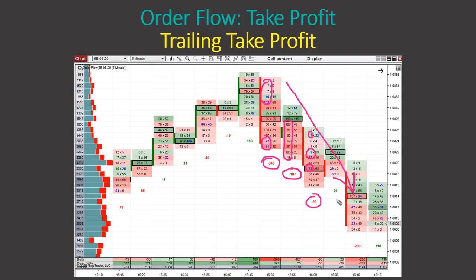All right, but until you see some warning or until the price reaches some support, you can trail your short. You can do that as long as you see those sellers jumping in and dominating the market.